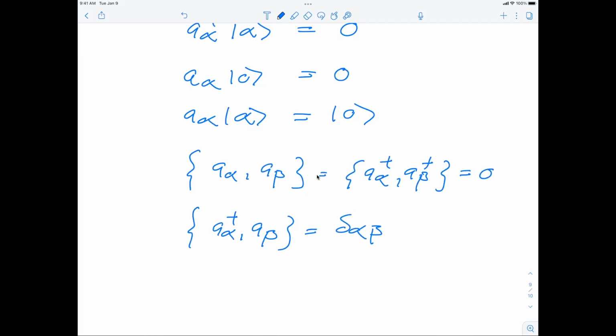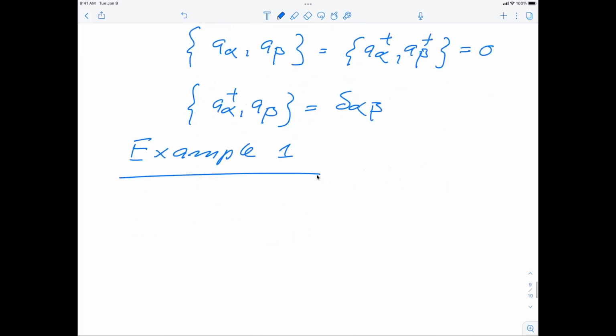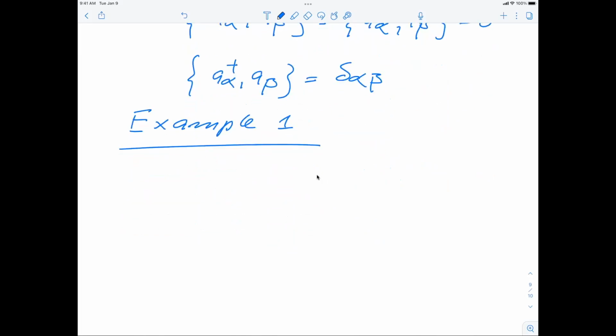So let's look at examples, because that's always useful. So let's take example 1 here. In this particular case, we are going to look at a two-body Slater determinant. So we have a state, which I'm going to define as alpha 1, alpha 2 here. And that's going to be given by A alpha 1 dagger, A alpha 2 dagger acting on the vacuum state. So this is my ansatz for the given state.